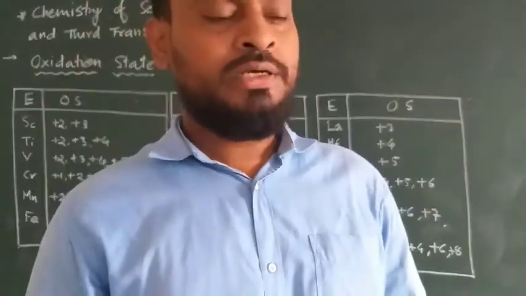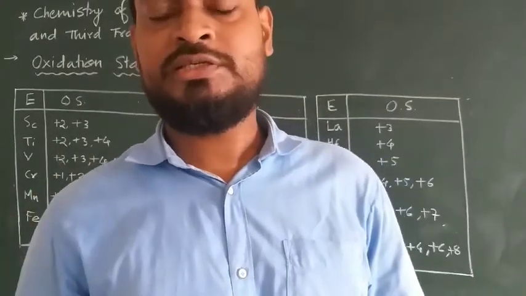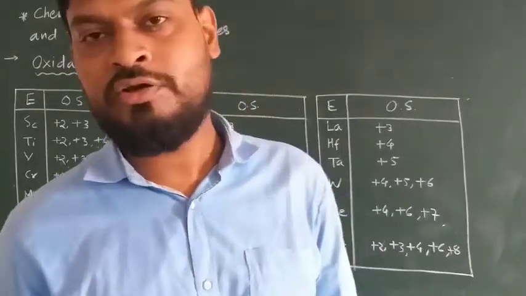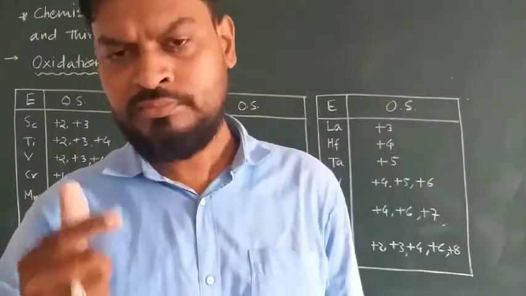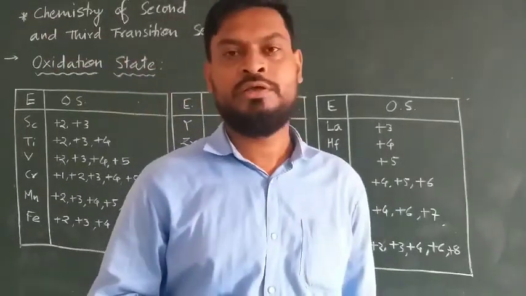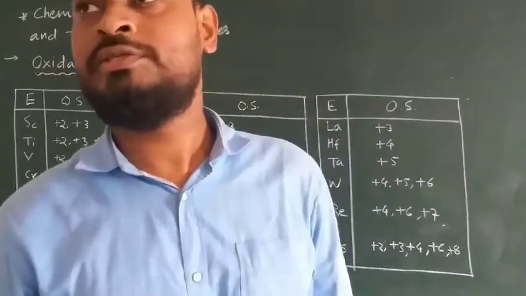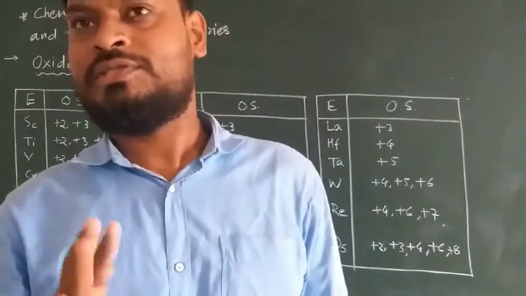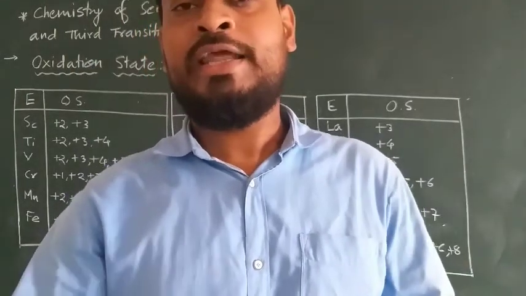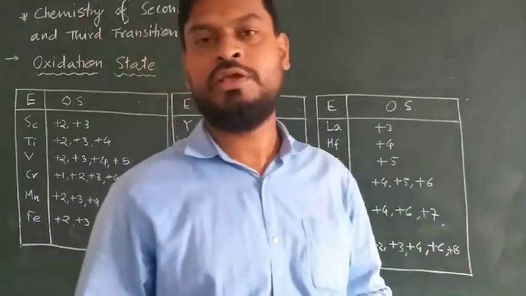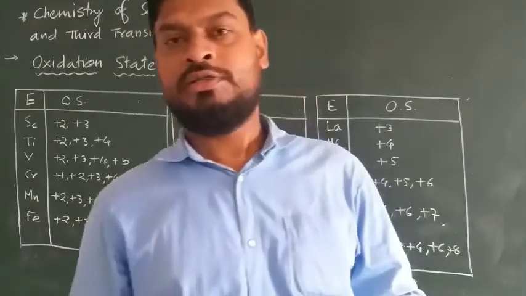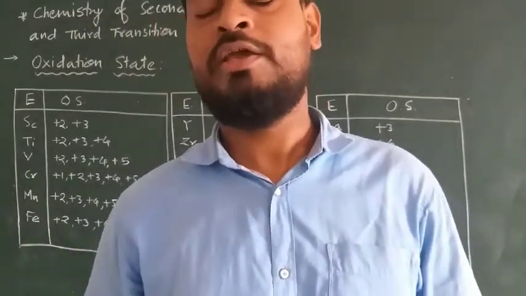Alright, but in the case of first transition series, it was okay. We can directly connect that oxidation state with electronic configuration. We can take electrons from 4s and 3d orbitals because they are of equal energy. But in the case of these second and third transition series elements, we cannot directly link this oxidation state with electronic configuration, because in this case the oxidation state is a little bit different from the electronic configuration.